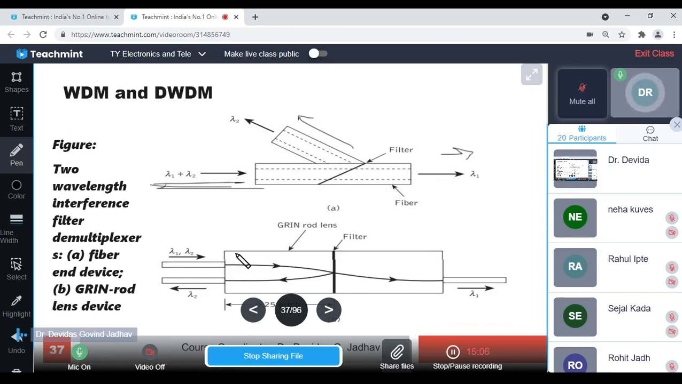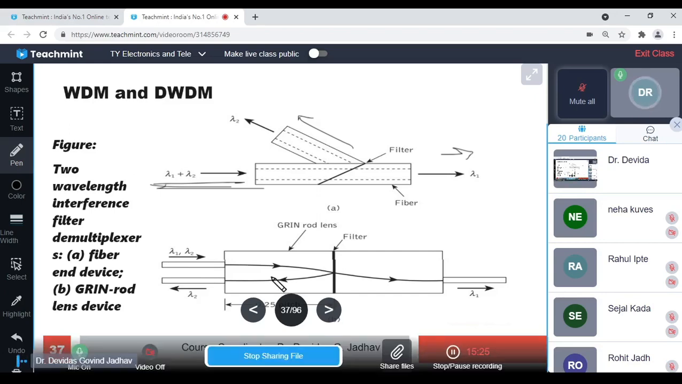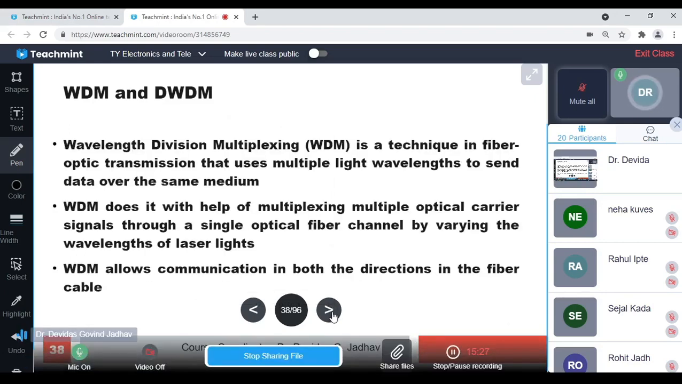Similarly with the green rod lens, at exactly the particular length, that is the focal point or 0.25 pitch, a filter can be placed, which again transmits one wavelength and reflects the other, and since it is a sinusoidal path, it can be adjusted with the fibers to collect these wavelengths. So WDM is a fiber technique which uses multiple light waves to send data over the same medium. WDM does it with the help of multiplexing, and again demultiplexing.